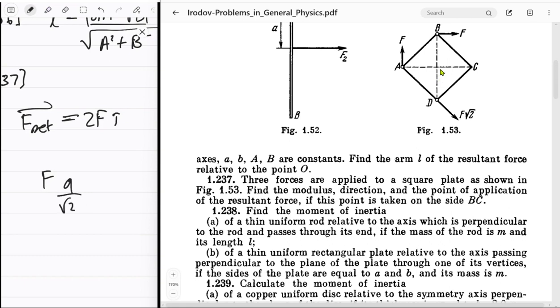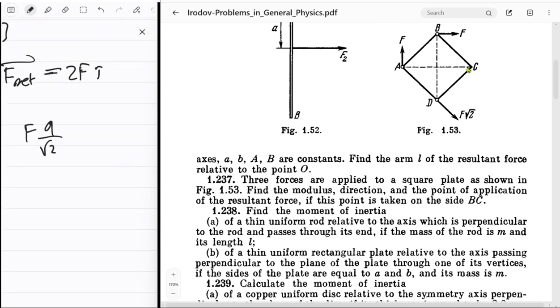if the side length is A. Is anything given to us about its dimensions? No, nothing is given. Why? You want the point of application, you should at least give us coordinates or something. How am I supposed to tell you then? I'm just going to tell you if it's a special point, like the midpoint of BC or something like that, or trisection points, or who knows. So F A upon square root 2.